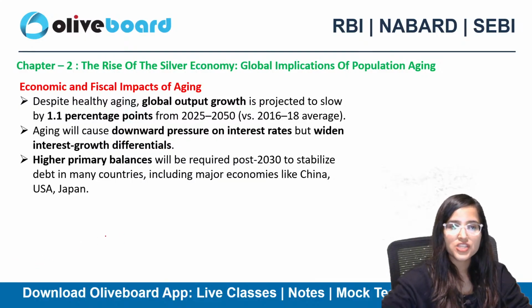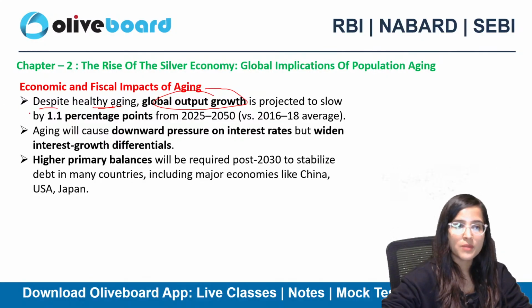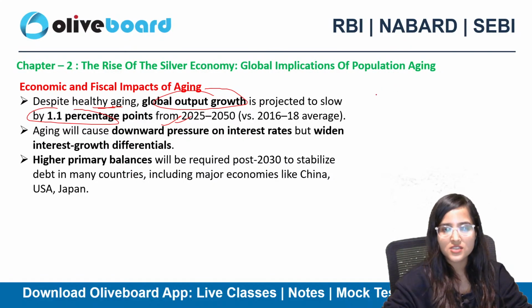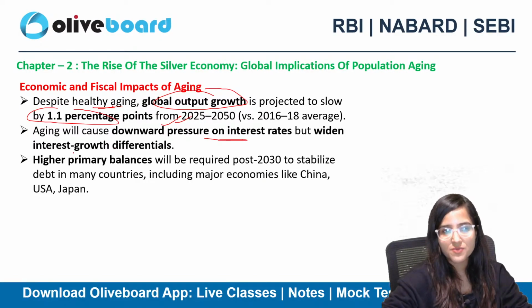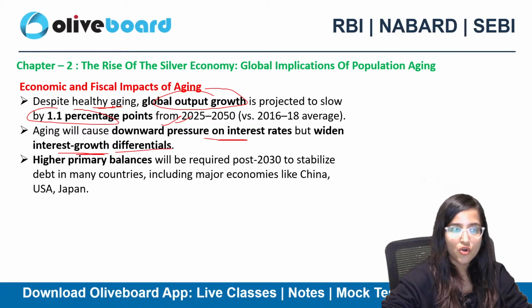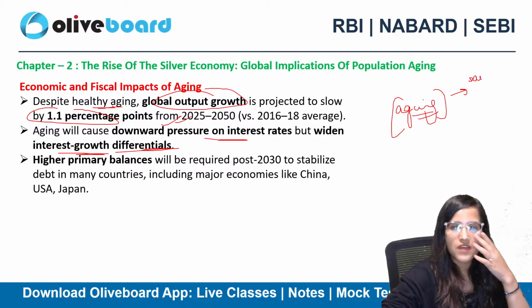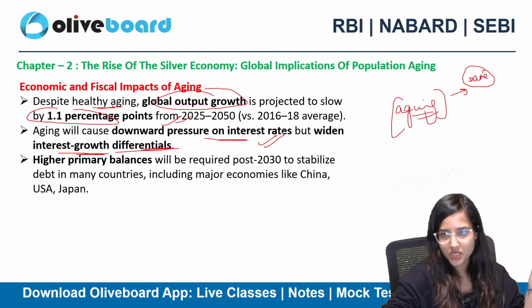And despite this healthy aging, the global output growth is projected to slow by 1.1 percentage points, and there are many reasons for it. We've already seen the reasons: trade war, trade escalations, tariffs, and all. Aging will cause a downward pressure on interest rates, but widen interest growth differentials. Why? Because when you start aging, you save and invest less basically. That is why it is going to put a downward pressure on the interest rates.